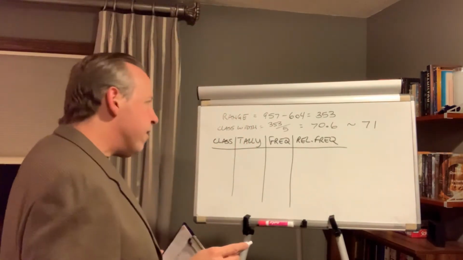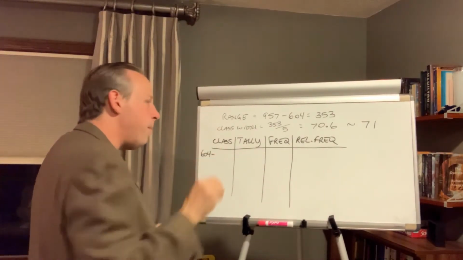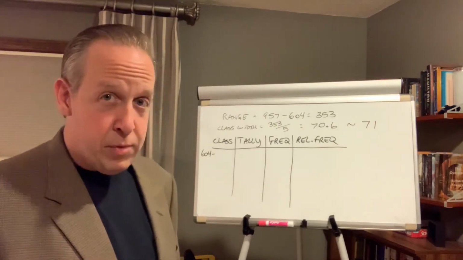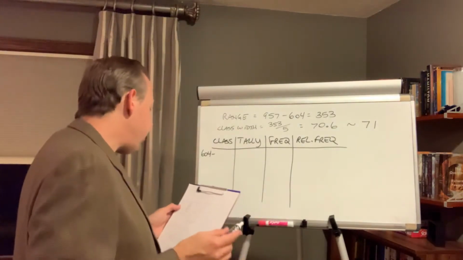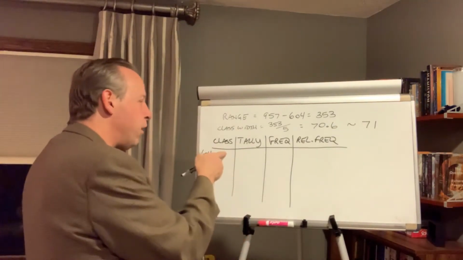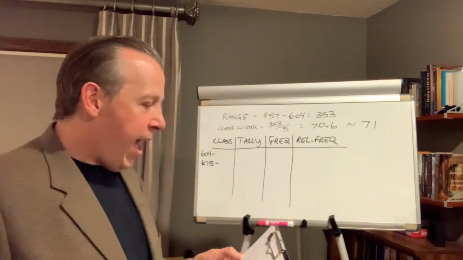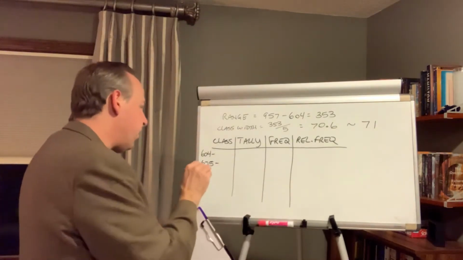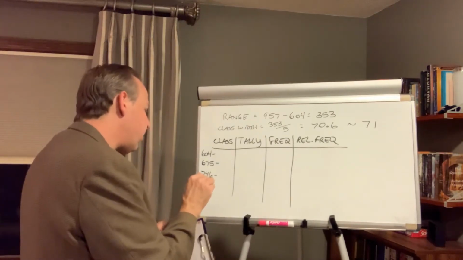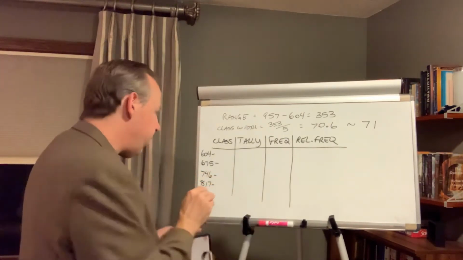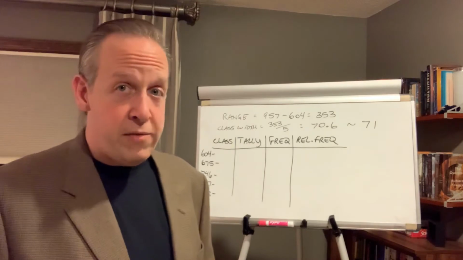The class begins with the lowest number in the data set, which was 604. It's going to go up to some number, but I'm not going to fill that in yet. I'm going to add my class width of 71 to the low bound. 604 plus 71 is 675, which does not go here. It starts the next class, 675. Add 71 and you get 746, which starts the next class. Add 71 for 817, which starts the next class. Add 71 for 888, which starts the last class. That's 5 classes, so that's as far as I have to go.